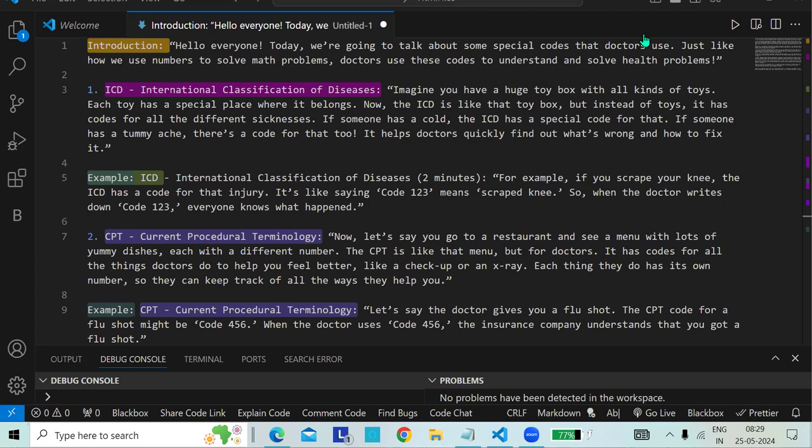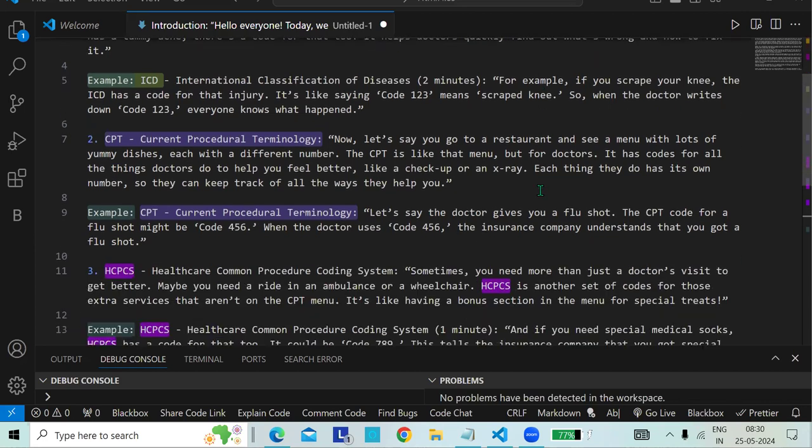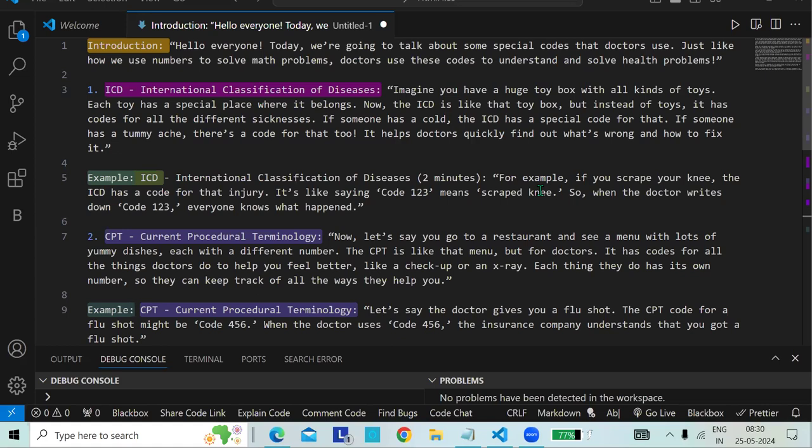So today in this class, we will discuss ICD, CPT and HCPCS. What are those things in medical billing? We will discuss in this class. So let's not waste the time, let's get into the class.